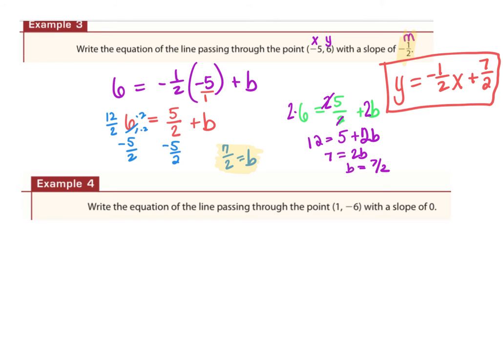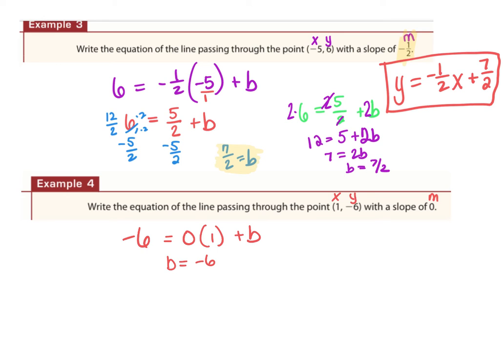One more like this. Write the equation of the line passing through the point (1, negative 6) with a slope of 0. With a slope of 0, okay? So once again, I have an x, a y, and an m. Y equals 0 times 1 plus b. What is my b? 0 times 1 is 0. So negative 6 equals b, right? Yeah, that zeroes out. And then I just have negative 6 equals b.